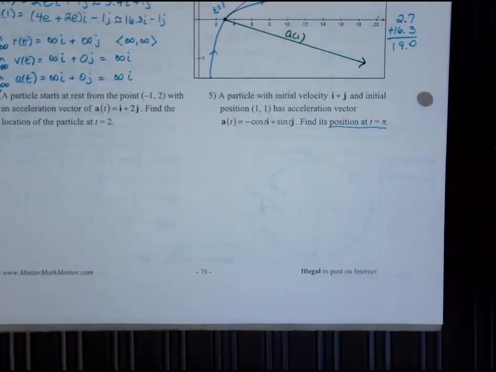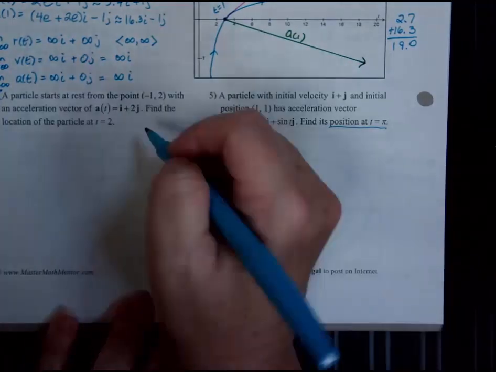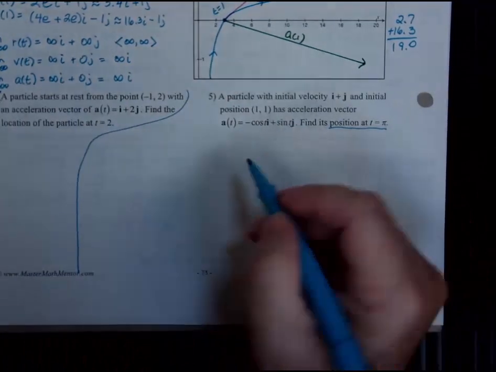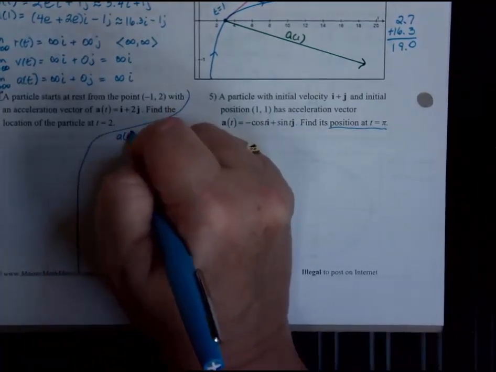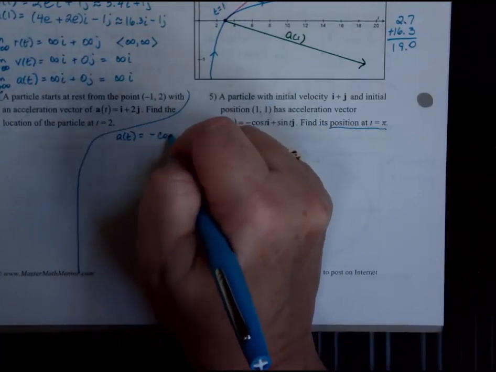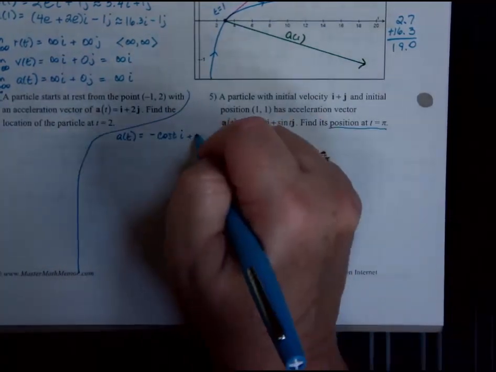Okay? So, I'm given acceleration. I need to go to position. Is that a derivative process or an antiderivative process? Antiderivative. How many times? Twice. Because they give you an initial position and an initial velocity, you have initial conditions to find your C's. So we're going to do it one step at a time. I'm going to move over a little bit. This will be enough room. Let's recopy a of t. A of t equals negative cosine t i plus sine t j.